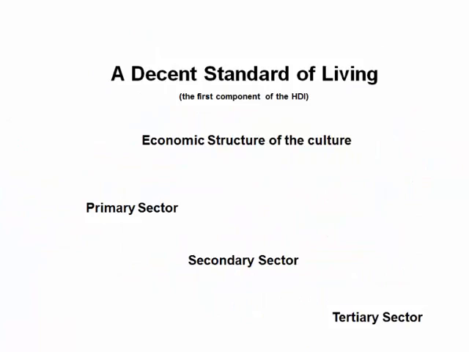A decent standard of living, that's the first component that these people were talking about in terms of measuring development. And we have a primary sector, a secondary sector, and a tertiary sector. It's a great way of describing an economy. A primary sector is like you're farming. You're getting something from the ground. You're cutting timber. You're getting fish out of the sea. So it's primary. A secondary sector is you have taken the raw materials and you've done something with them.